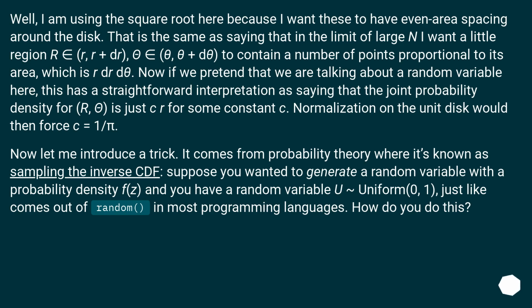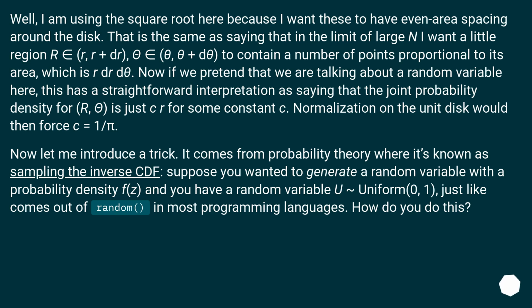That is the same as saying that in the limit of large N, I want a little region (r, r plus dr), (theta, theta plus d theta) to contain a number of points proportional to its area, which is r dr d theta. Now if we pretend that we are talking about a random variable here, this has a straightforward interpretation as saying that the joint probability density for r, theta is just C r for some constant C. Normalization on the unit disk would then force C equals 1/pi.